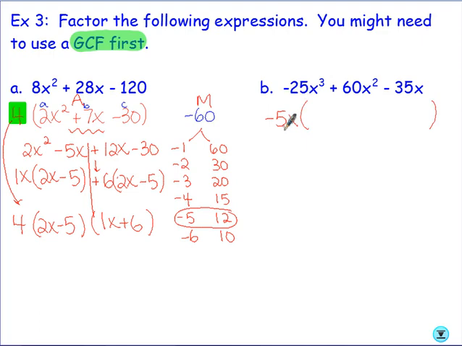Let's see what's left over. Negative 25 divided by negative 5 is positive 5. 3, take away 1, leaves me with 2. Positive 60 divided by negative 5 is negative 12. 2, take away 1, leaves me with 1. Negative 35 divided by negative 5 is positive 7. 1x, take away 1x, leaves me with no x's. We are ready to do this problem. We need to label A, B, and C.